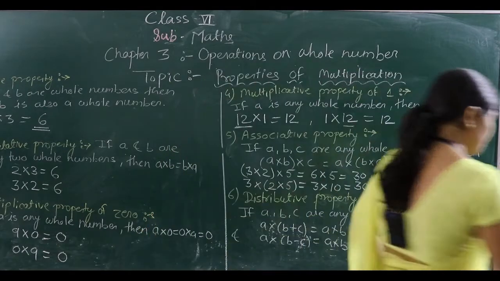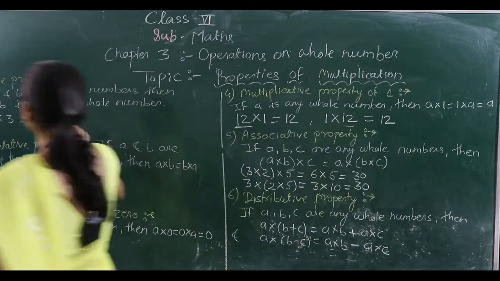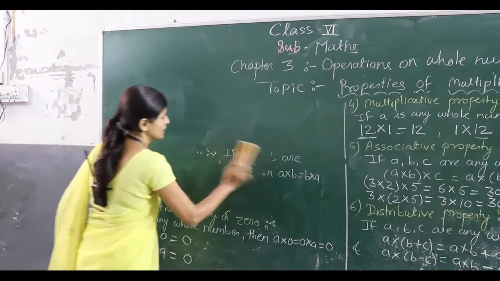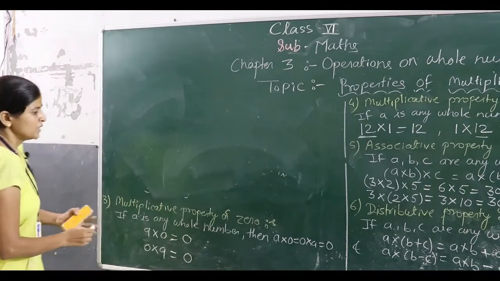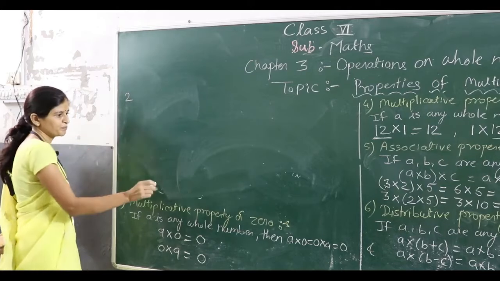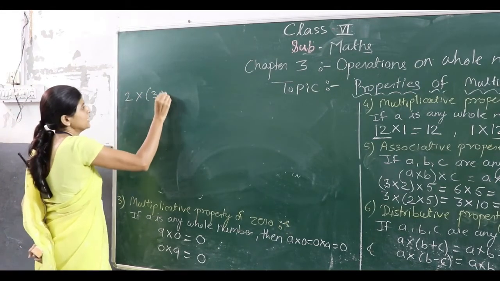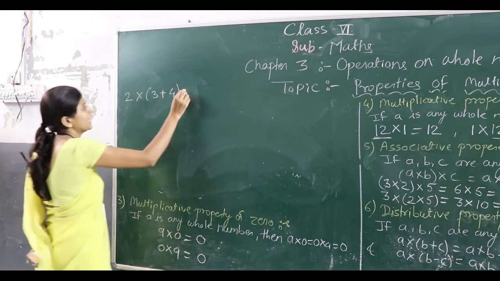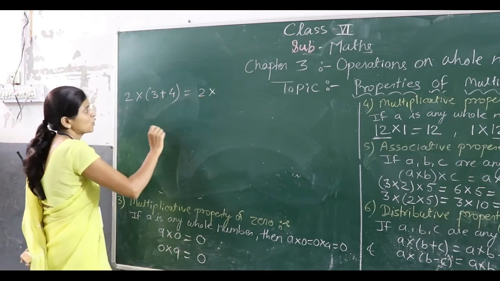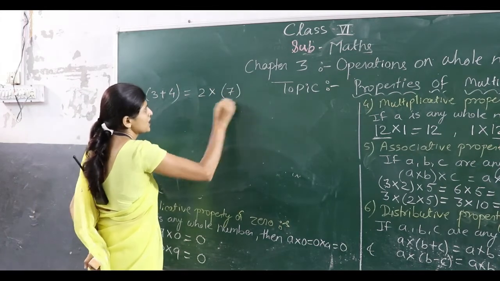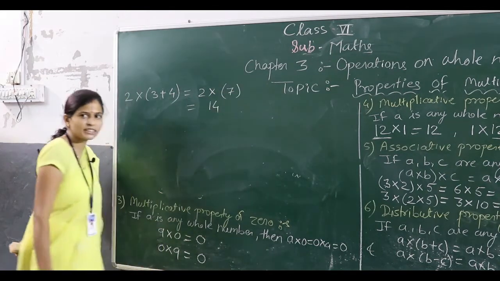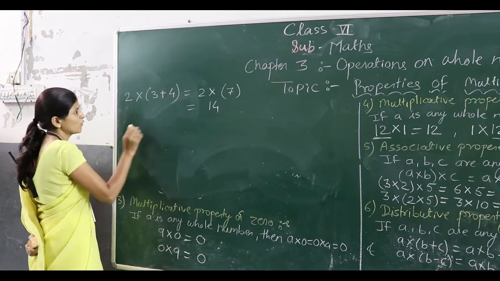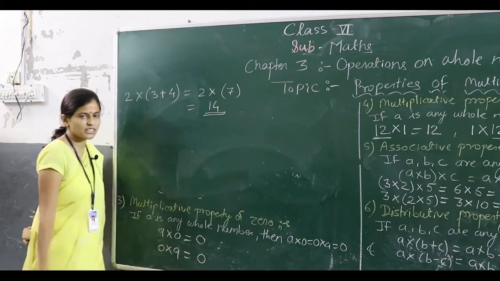Now we see one example on this distributive property. Suppose A equal to 2, B equal to 3 and C equal to 4. We apply over addition. So what answer do we get? 2 multiplied by, first we solve the bracket, that is 3 plus 4 is 7. What is the answer? 14. We get 2 times 7, answer 14. Now we distribute this 2 over 3 and over 4. Let's check whether we get answer 14 or not.